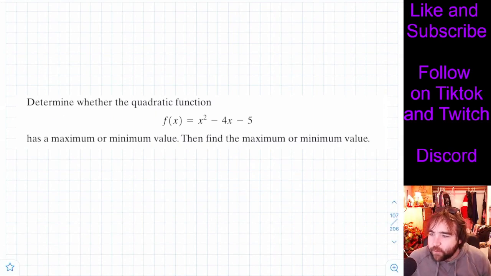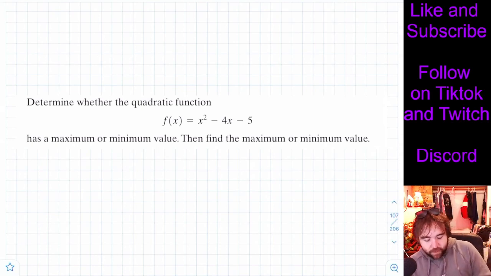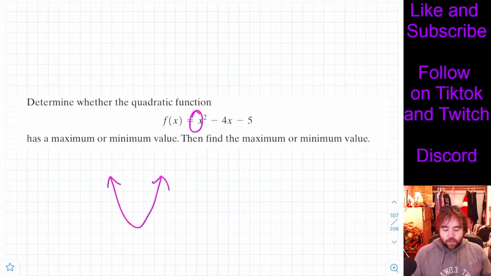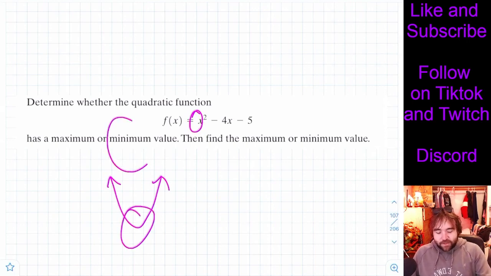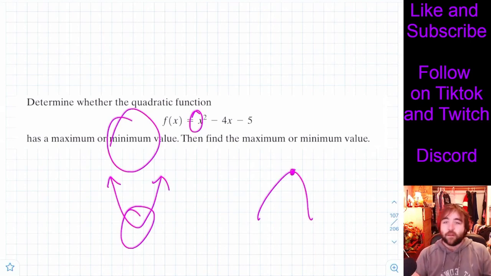All right, determine whether the quadratic function has a maximum or minimum value. Okay. Well, so think about everything we've done with parabolas. What do they look like? This one in particular opens up, so it looks like this, right? So does this parabola have a minimum or a maximum? Well, look at it. It's right there. It's the minimum. The vertex is going to be the minimum of a parabola. If it opens down, the vertex will be the maximum, right? And that just makes sense.